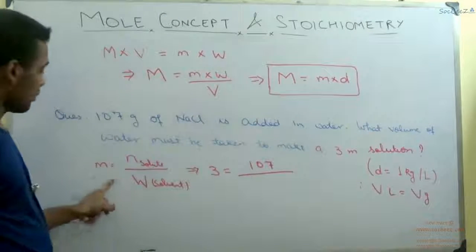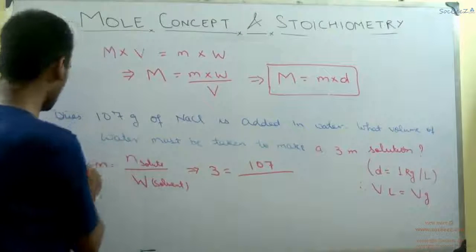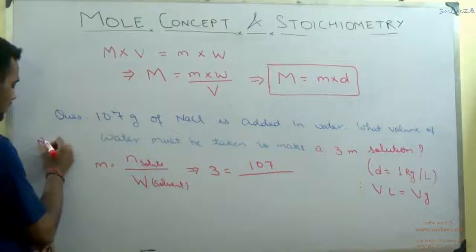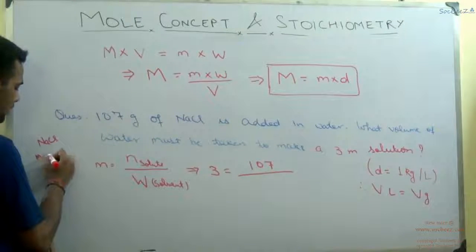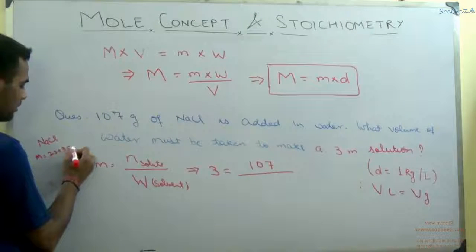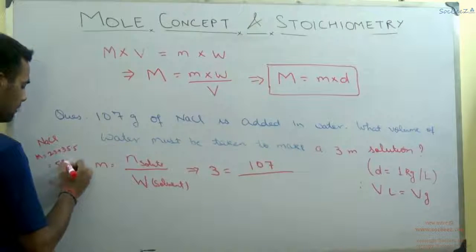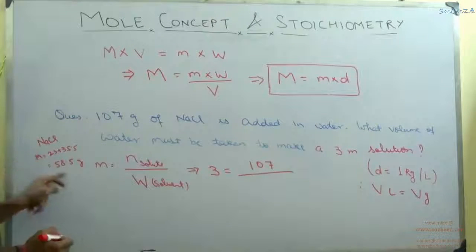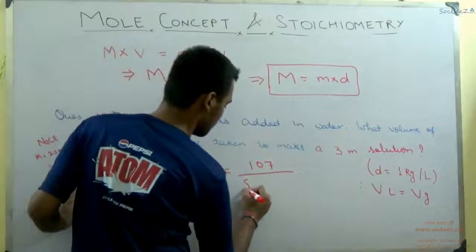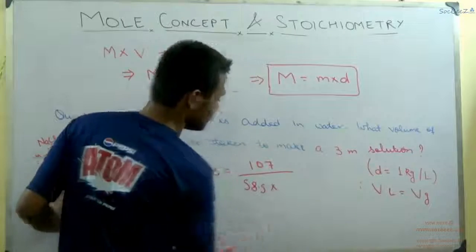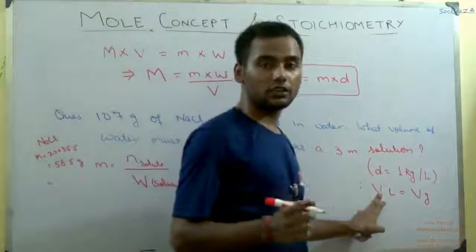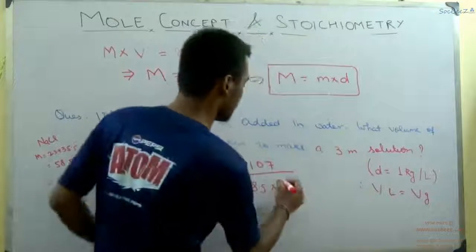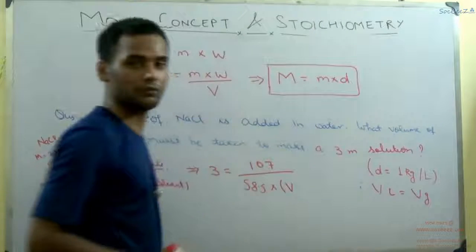Now the molecular weight here is 23 for Na. For NaCl, molecular weight equals 23 plus 35.5. This equals 58.5. So gram molecular weight in case of NaCl is 58.5. So we will write here 58.5 into. Now suppose V liter of water is taken. Therefore, V gram of water is taken. So here we will write V gram of water.